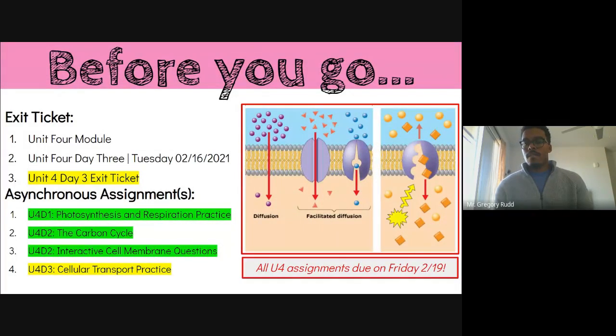Folks, I can see some of you are still looking at this screen. We should be headed over to Canvas to get the assignments done. There's no need to still be looking at this Google Meet screen.